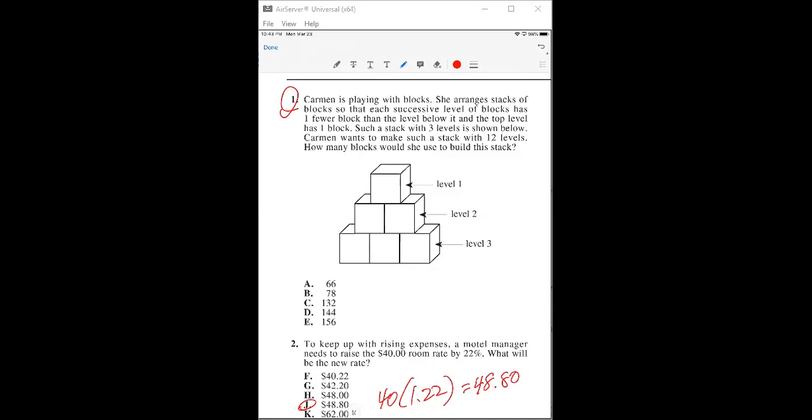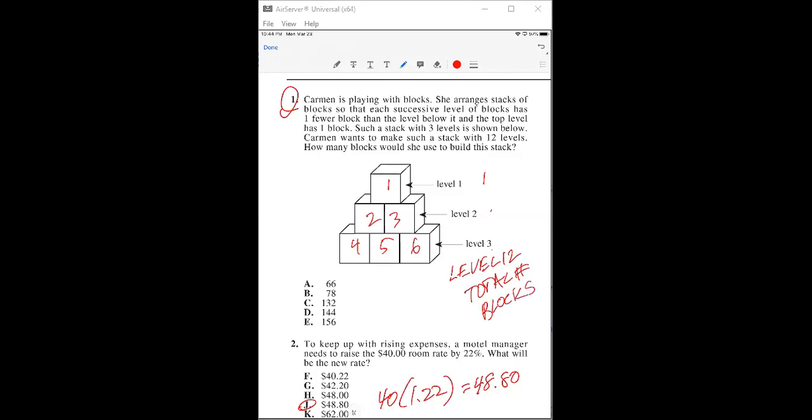So what they're asking is, let me see if I can draw this. They're saying, okay, we start, level 1 has 1 block. Level 2 has 2 blocks for a total of 3. Level 3 has 3 blocks for a total of 6. So the first level, we have 1 block. The second level, we have a total of 3 blocks. And the third level, we had a total of 6 blocks. So what they want to know is for level 12, what's the total number of blocks we're going to need?